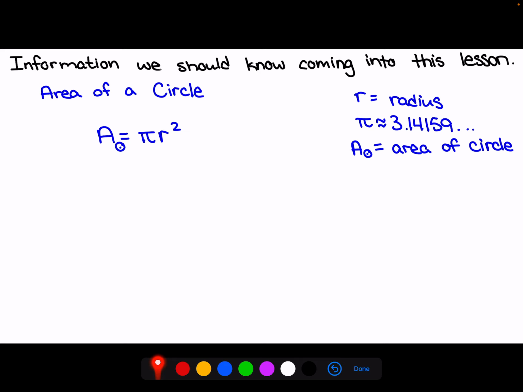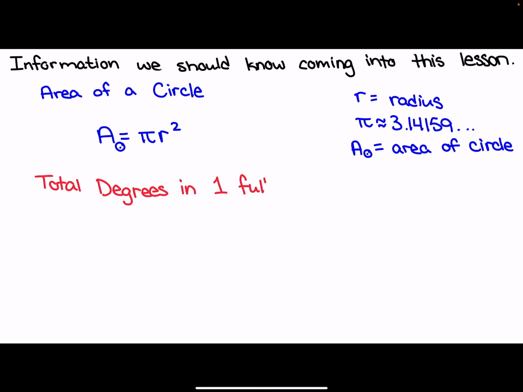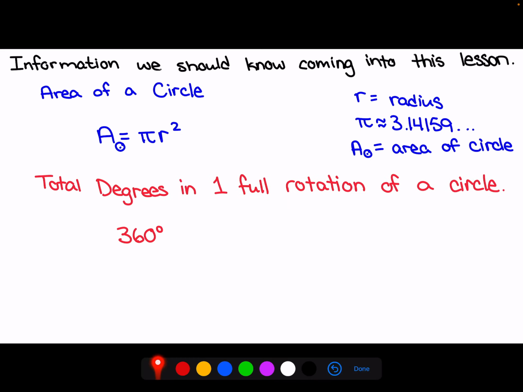The other thing is the amount of degrees in a full rotation of a circle. And of course, we know that as 360 degrees. With those two things, we should be able to complete today's lesson.